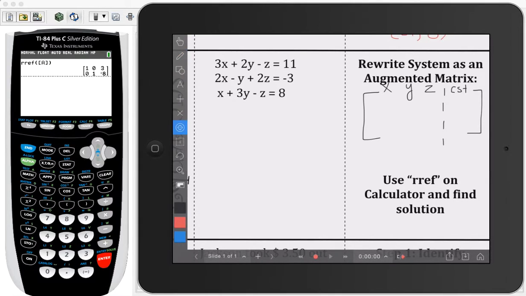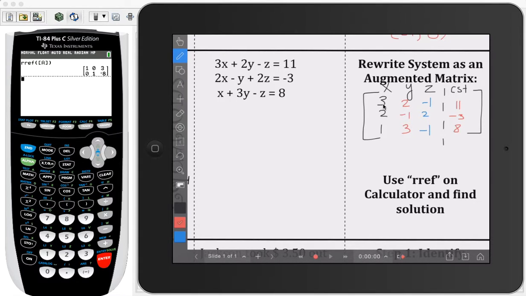So if I look at the x's, I have 3, 2, 1 as coefficients for x. For y, we have 2, negative 1, and 3. And for the z, I have negative 1, 2, and negative 1. And for the constants, I have 11, negative 3, and 8. So as you can see, you are only interested in the coefficients of the variables.